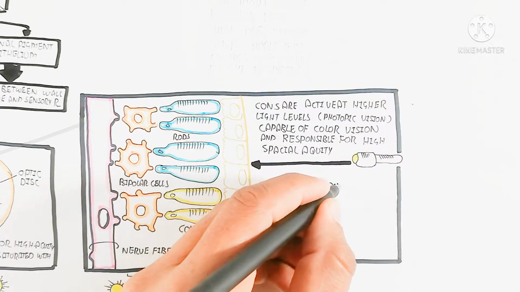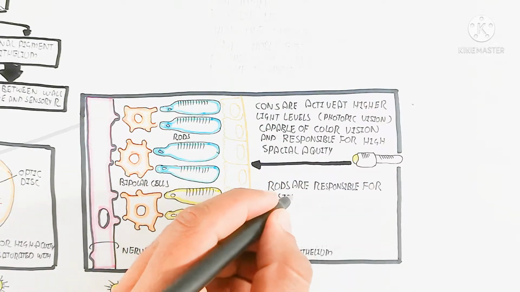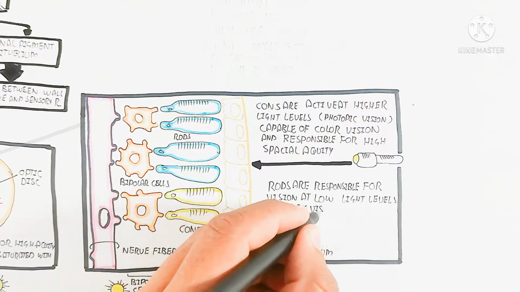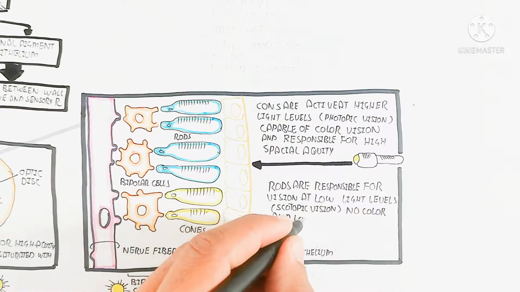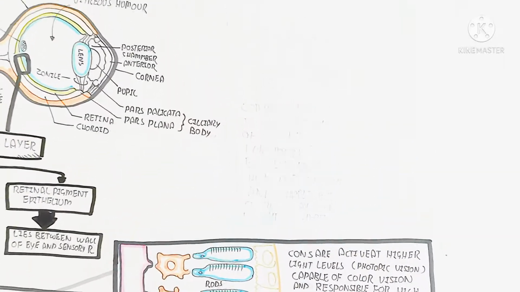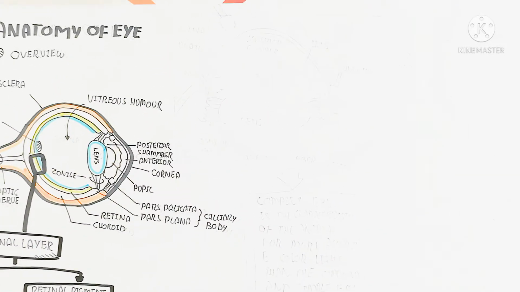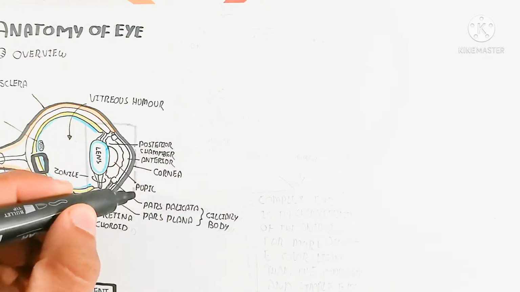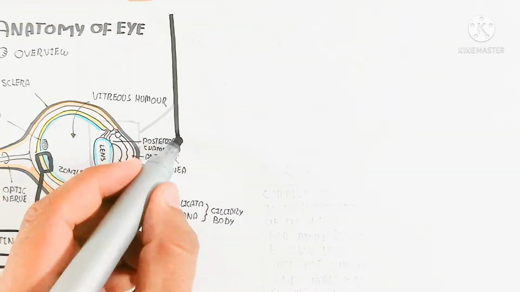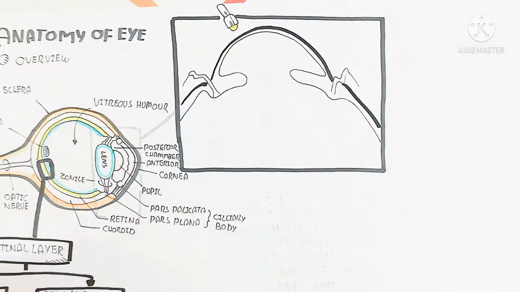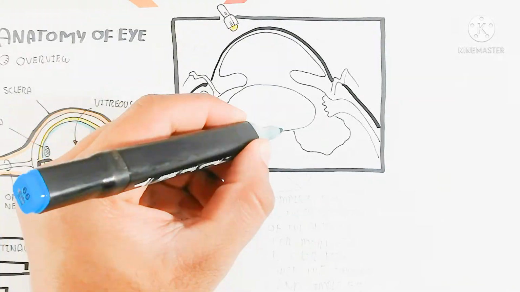Basically the cone is used for photopic vision, while the rods are responsible for vision at low light levels. That was my mistake, so you can understand as well. And here is the vision in dim light, which is low light level scotopic vision, with no color and low spatial acuity. That is why a dark place shows less color, while a light place shows more color, because the cone cells work and the cone cells are used for distinguishing color.